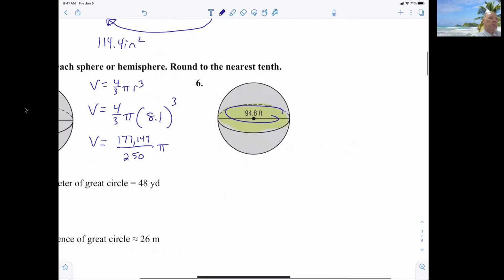All right, so number 6, volume equals 4/3 pi what? What number? 47.4 cubed. All right, I'm listening.